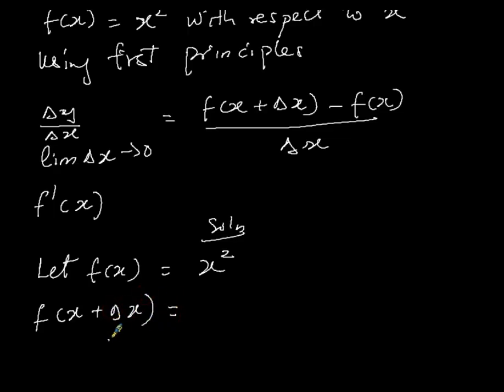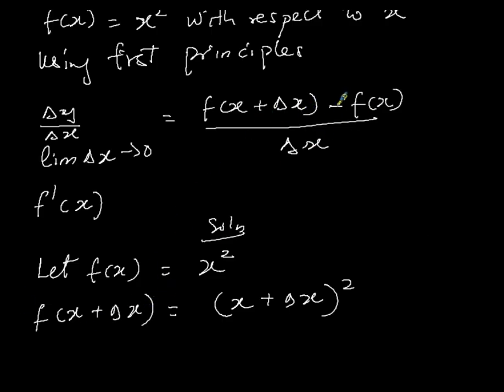Now what does this mean? It means that wherever I see x, I'm going to replace it with x plus change in x. For instance, I'm seeing an x squared here. So instead of x squared, I'm going to write x plus change in x. This x plus change in x has replaced x. Now don't forget to square it up because there's a square here. Now we have just found f of x plus change in x.